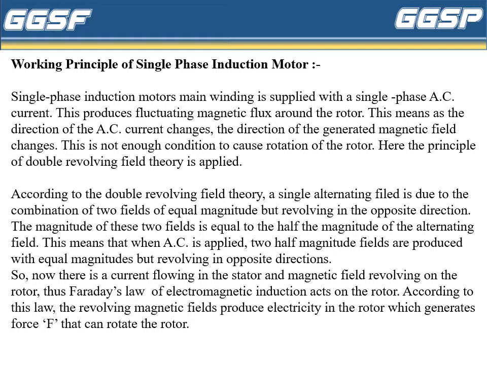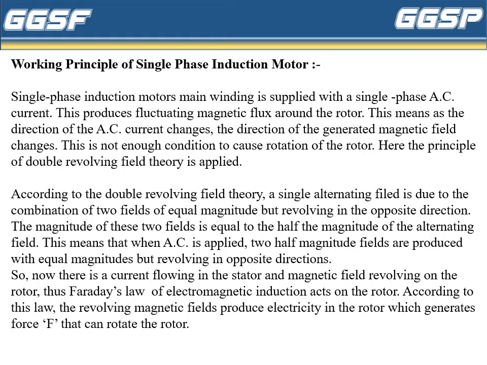The working principle of the single-phase induction motor. Basically, this single-phase induction motor works on Faraday's law of electromagnetic induction. The single-phase induction motor's main winding is supplied with a single-phase AC current. This produces fluctuating magnetic flux around the rotor. This means as the direction of AC current changes, the direction of the generated magnetic field changes. This is not enough condition to cause the rotation of the rotor. Here the principle of double revolving field theory is applied.